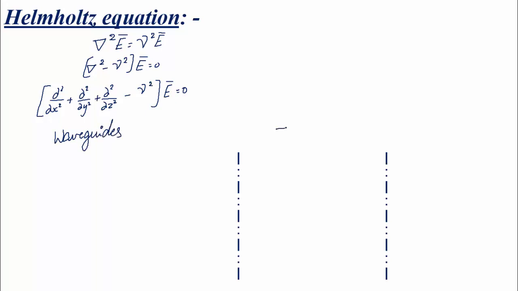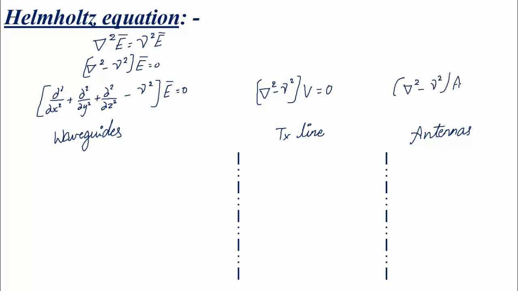But in the case of transmission line, what you are going to replace is this electric field with voltage. So what I will be getting is del square minus gamma square of V, instead of E, which is equals to 0. But in the case of antenna, how will this Helmholtz equation be modified? It is del square minus gamma square of A, which is equals to mu times of J. So this is very important.